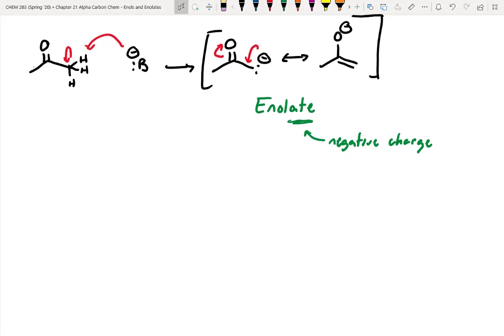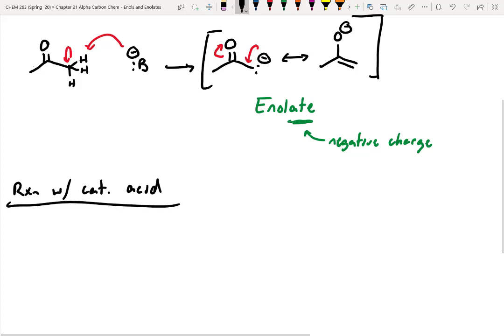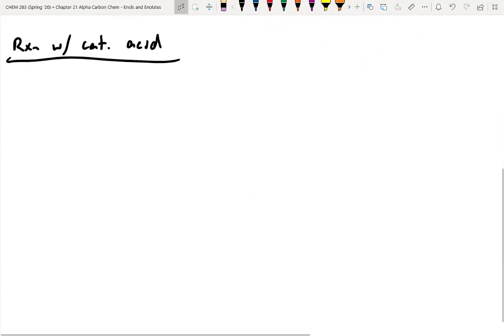Interestingly, though, we can do a similar reaction with catalytic acids and bases. So let's take a look at that really quick. We'll do a reaction with catalytic acid, but rather than getting an enolate, we're going to get something a little bit different but similar. So let's say we have our generic ketone. In this case, again, I'm going to use acetone. And I've got my catalytic acid.